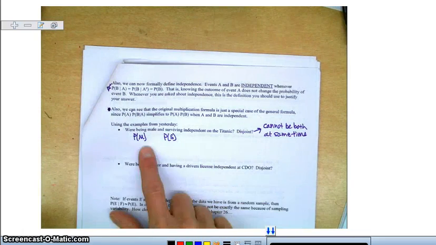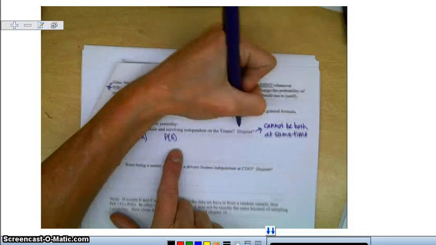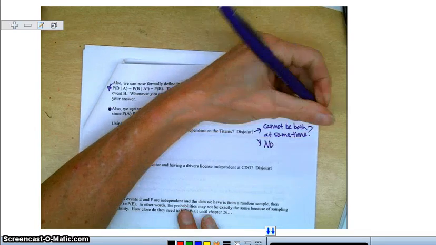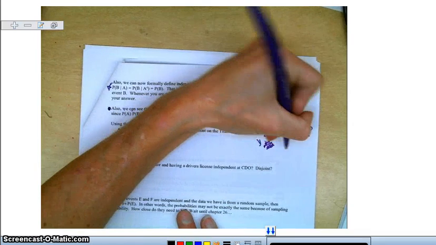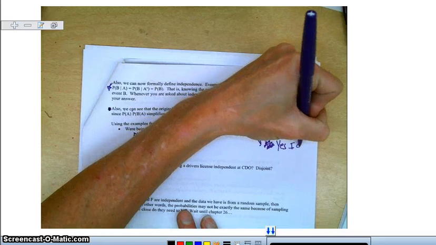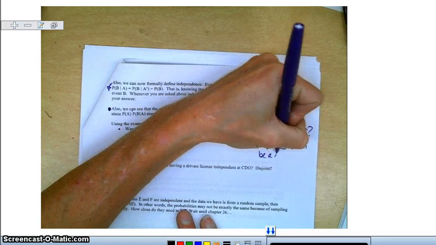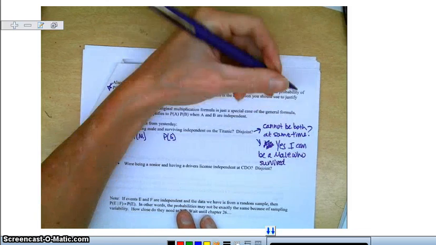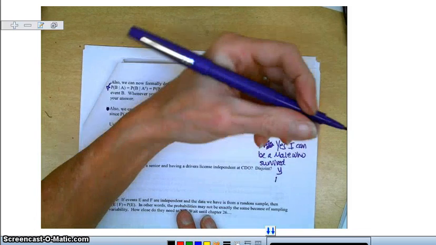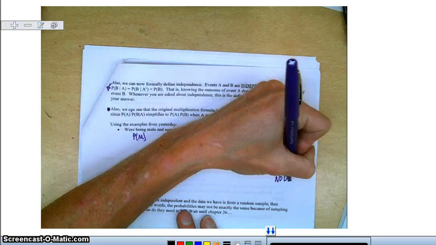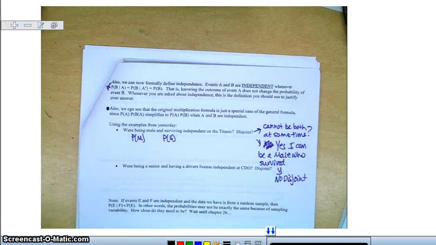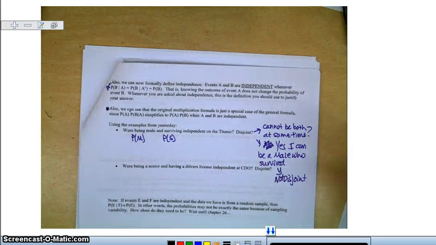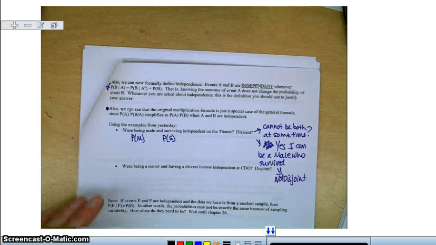So I go over here, can I be a male who survived? Yes. Can I be both at the same time? The answer is no. Sorry, it's not no. The answer to that is yes. I can be a male who survived. So that means that they are not disjoint, because I can be both at the same time. So we've already answered that question. Now we want to see if they are independent.